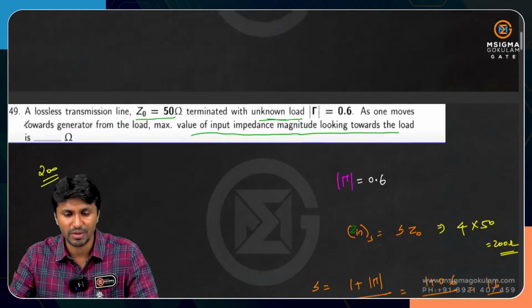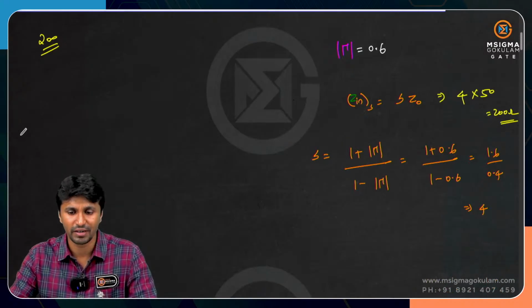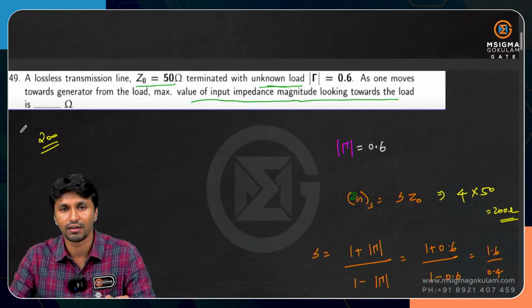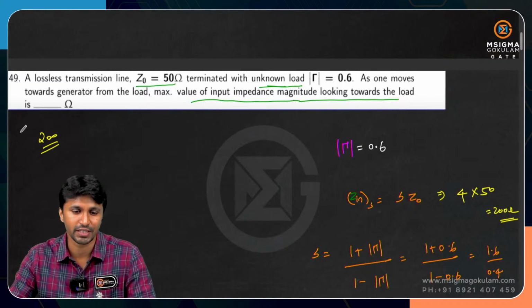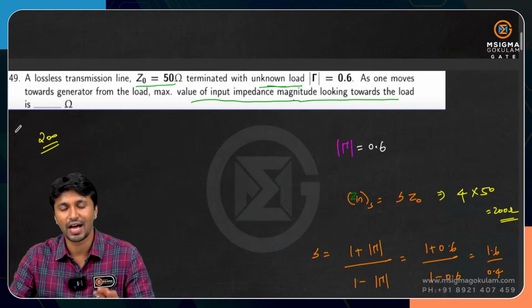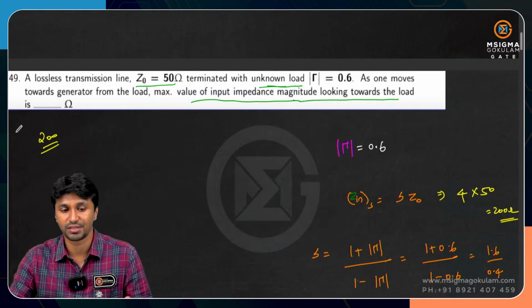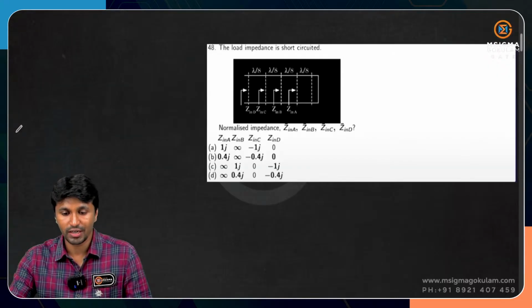So the questions from EMFT are also very simple. EMFT and networks, the questions are straightforward. Signals and systems also, except one or two questions, were very simple. He has asked a bit tricky ones from control systems. Now let us move on to the next problem.